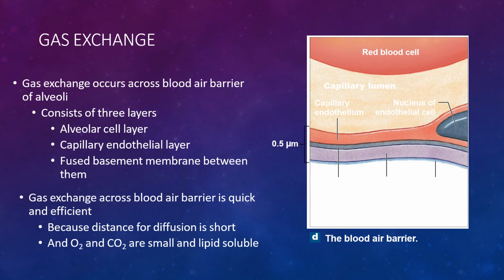So gas exchange occurs across the blood barrier of alveoli, which has three layers: the alveolar epithelial layer, the capillary endothelial layer, and the diffusion membrane between them. Gas exchange across the blood barrier is quick and efficient because the distance for diffusion is short and oxygen and carbon dioxide are small, lipid-soluble molecules.